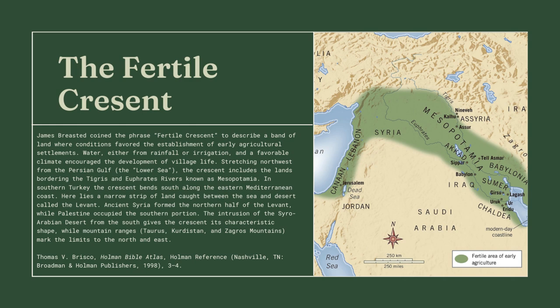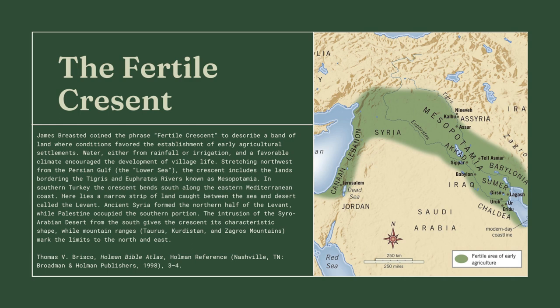So the big things really to know about the area of the Fertile Crescent are the rivers, the Tigris and Euphrates. This is the main area of Babylon and the Babylonian captivity. So when Babylon will take over and they will take people in Israel and Judah, mainly Israel, off to captivity, they'll be taken to this area.